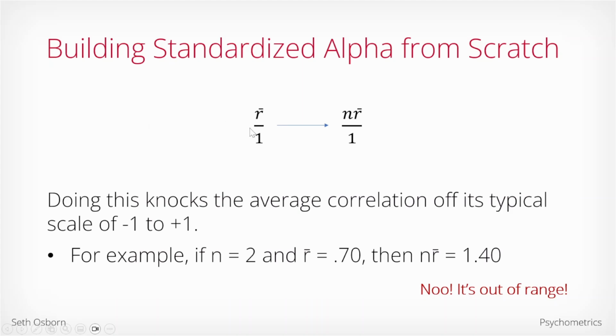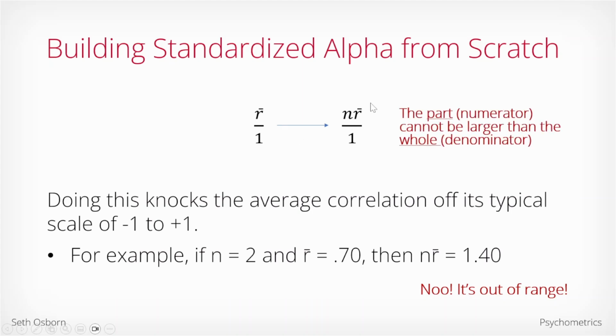Okay? If you think of 1 as the maximum that this correlation could be, we're saying, how big is this out of its maximum of 1? When we scale up like this, we could end up with the part being greater than the whole, and that doesn't make sense. The part that makes up the whole can't be larger than the entire whole. It's like saying you have 10 slices of pizza, and I ask how many did you eat, and you say, I ate 15 of the 10 slices. It doesn't make any sense, okay?